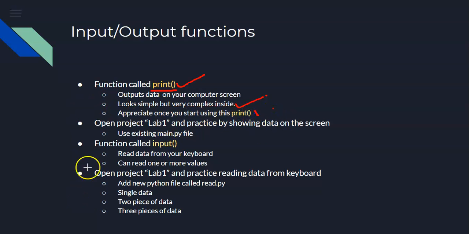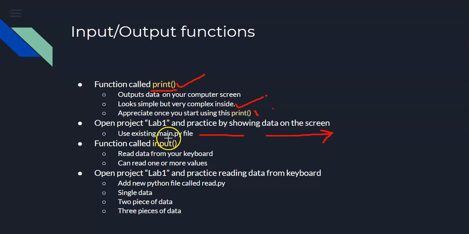Now I'm going to go through this slide, and then we are going to jump into PyCharm and start coding, understanding what the print function does. This is what you'll be doing. You're going to open the project called lab1. If you remember, we created three empty projects, and we're going to practice and learn everything about the print function. We're going to use the existing main.py file. When you create an empty project in PyCharm, it automatically creates a Python file, and you should call it a Python file, not just a file, because a file can also have data.